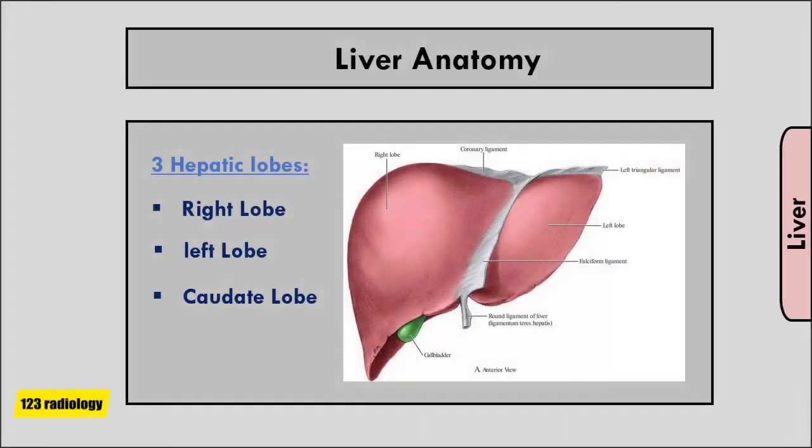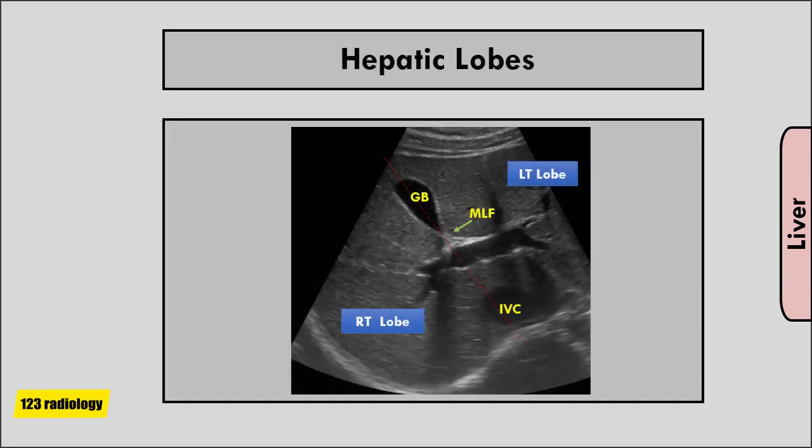The liver lies in the right upper quadrant of the abdomen. Functionally, it can be divided into three lobes: the right lobe, the left lobe, and caudate lobe. The right lobe of the liver is separated from the left lobe by the main lobar fissure, which passes through the gallbladder fossa to the inferior vena cava.